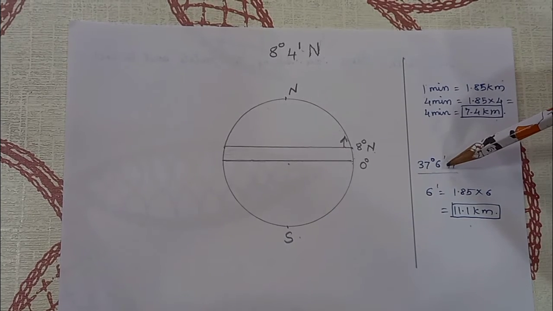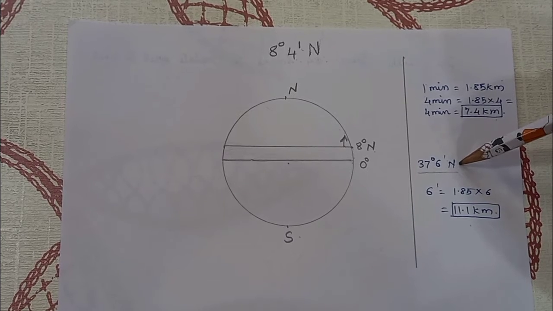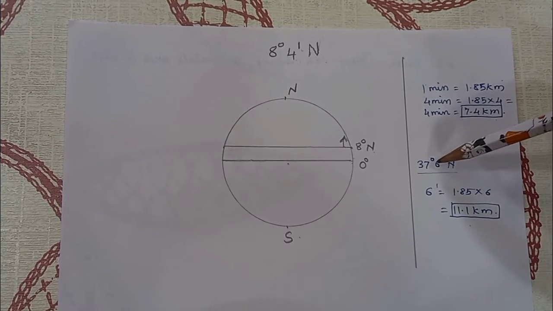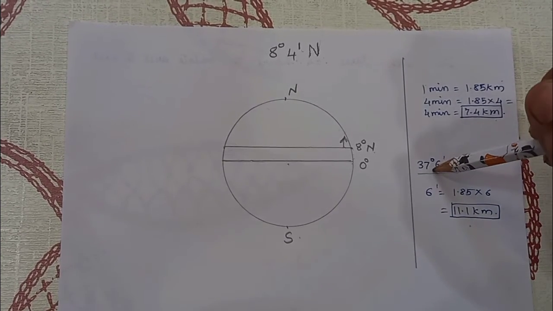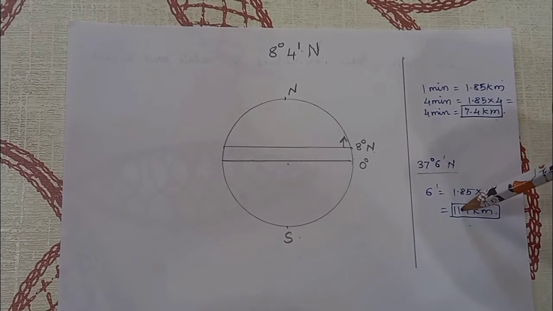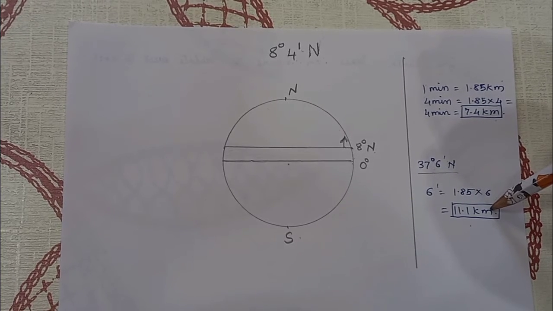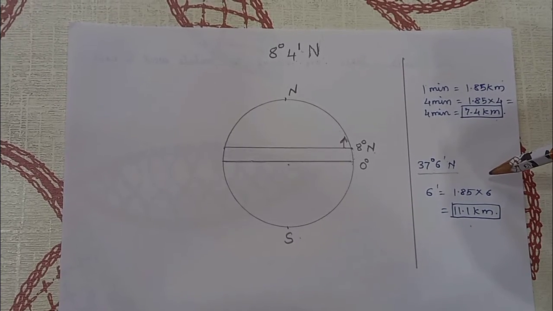Similarly, when we talk about 37 degrees 6 minutes north, it means not only 37 degrees latitude, but we have to go 11.1 kilometers ahead of 37 degrees north latitude.